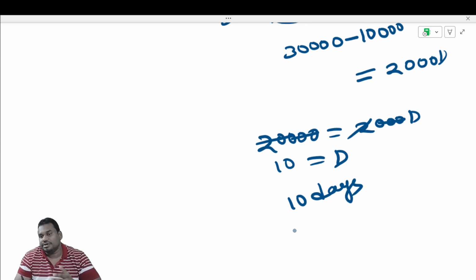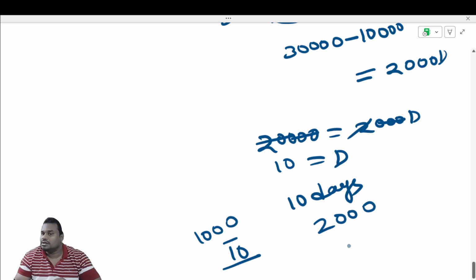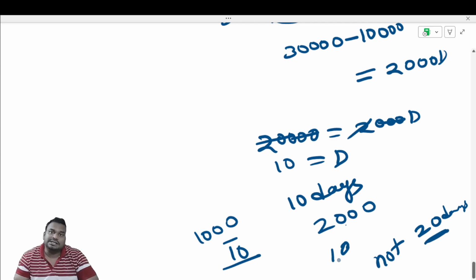See, in the first 10 days they ate some amount of food. So when 1,000 were there, they ate some amount of food for 10 days. So when 2,000 were there, they can eat the amount of remaining food for 10 more days, not 20 days. Why not 20 days? Because an extra 1,000 people were added. Suppose this extra 1,000 were not coming, then the same 1,000 can use the food for 20 days. As the extra 1,000 were added, it is reduced to 10 days.